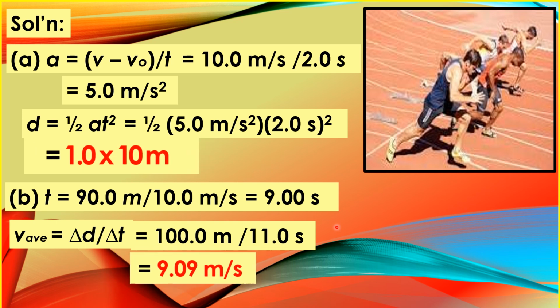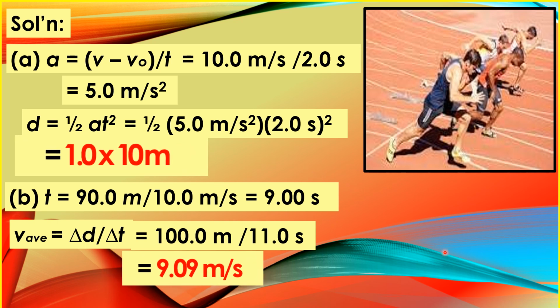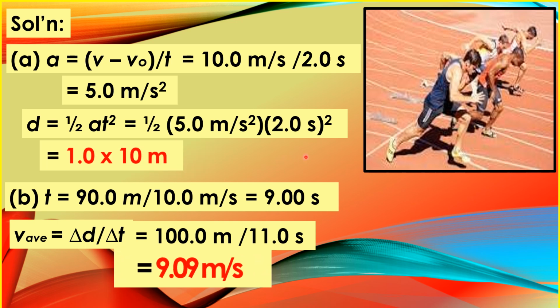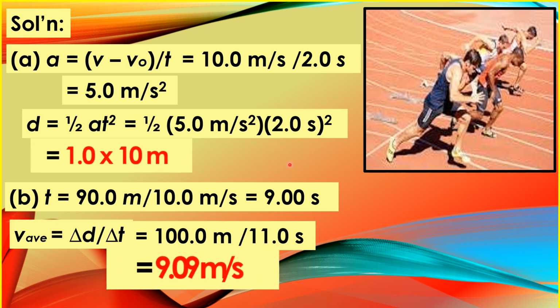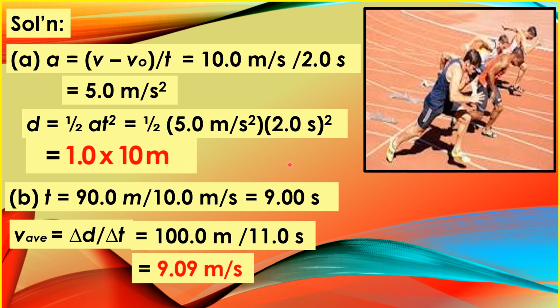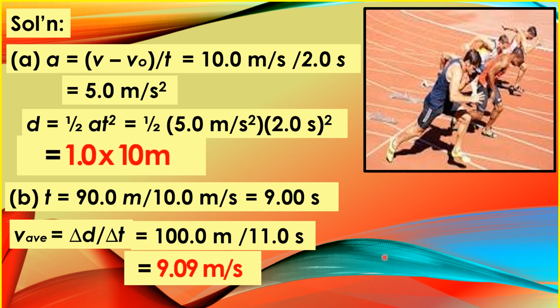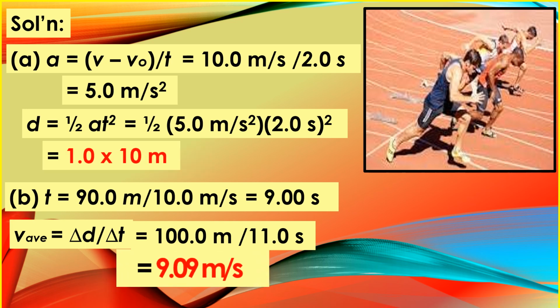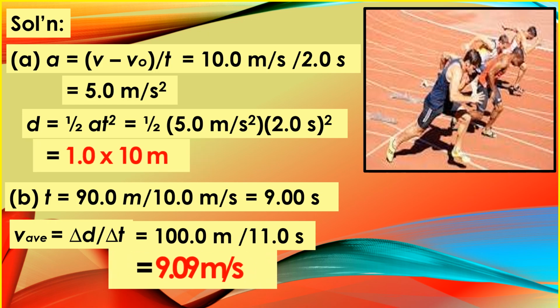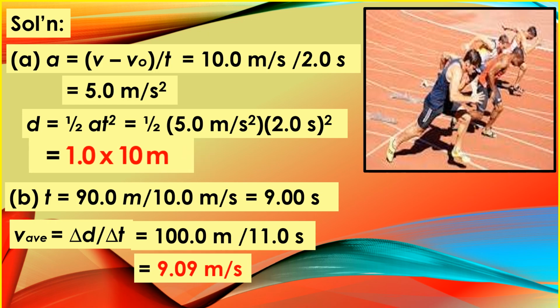So again, to emphasize, the answer to letter A is: in the first 2 seconds, starting from rest until he attains his maximum speed of 10.0 meters per second, the sprinter traveled 10 meters. And the answer to letter B, the average velocity of the sprinter in running the 100-meter dash race, is 9.09 meters per second.